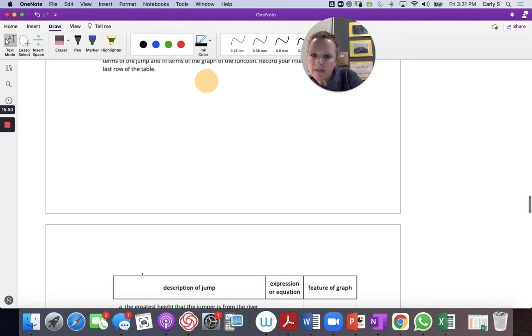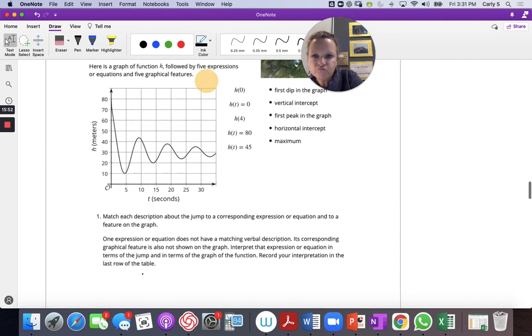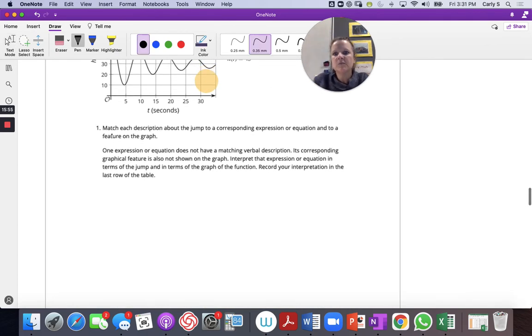Do I have a table here? One expression or equation does not have a matching verbal description. Its corresponding graphical feature also is not shown on the graph. Interpret that expression or equation in terms of the jump and in terms of the graph of the function. Record your interpretation in the last row of the table.